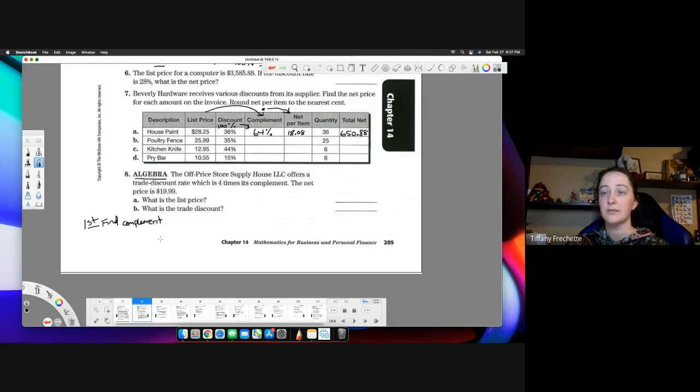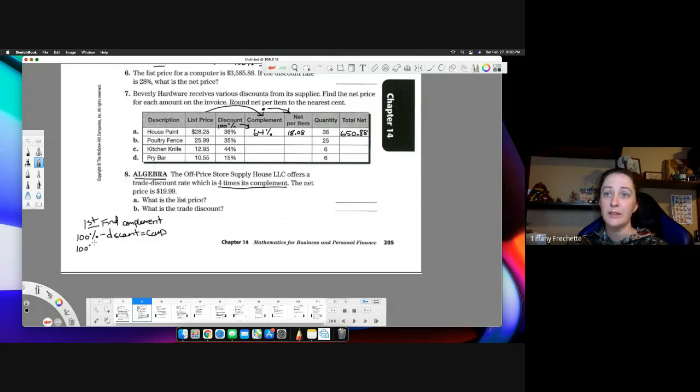Sorry, my pen stopped working there for a second. So find the complement. So we know it's 100% minus the discount, and that's going to equal the complement. I'm going to be a little lazy and just put comp there. And then they told us that the discount is 4 times its complement. So we can replace discount with 4 times the complement.